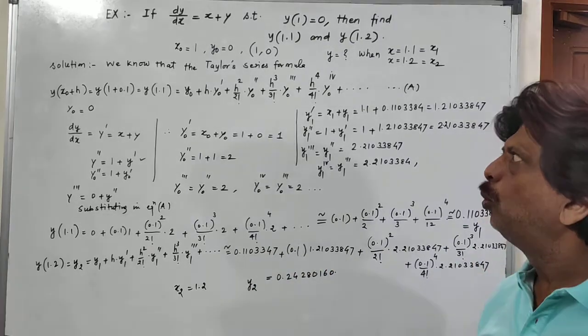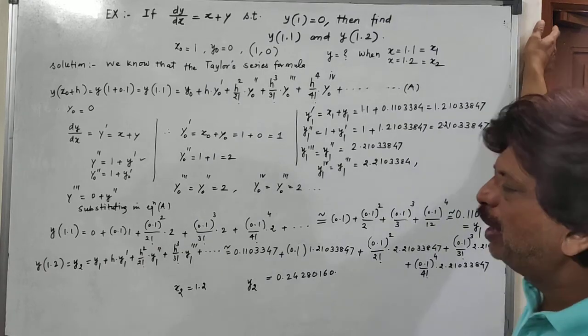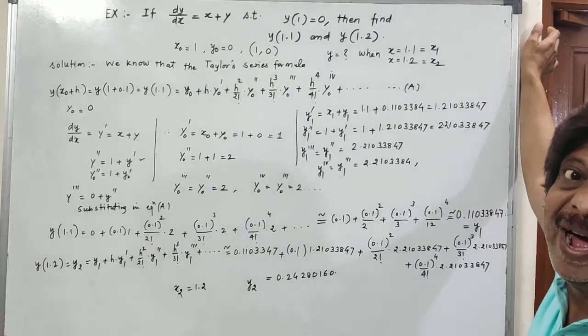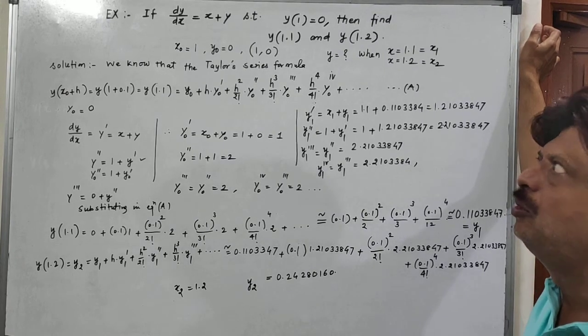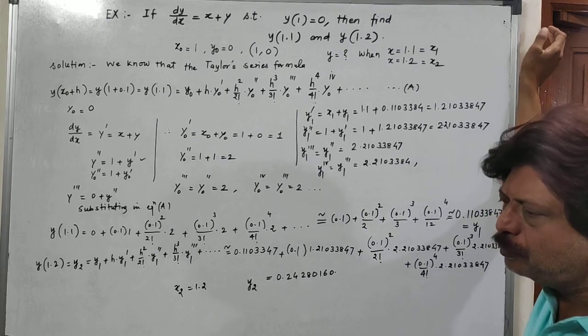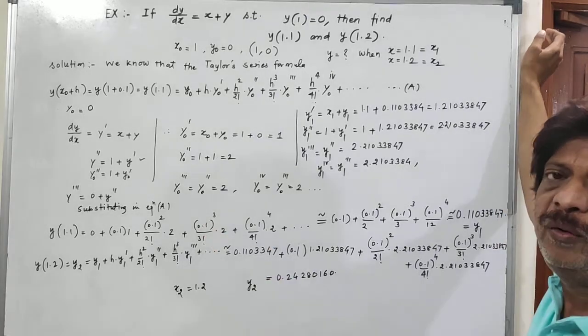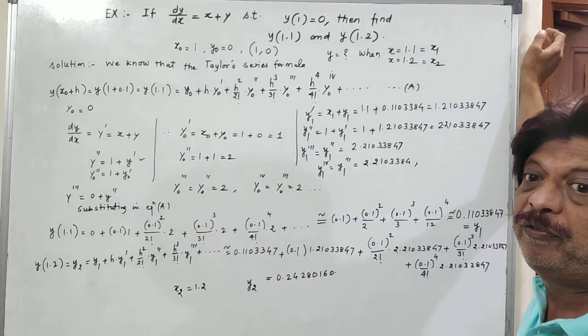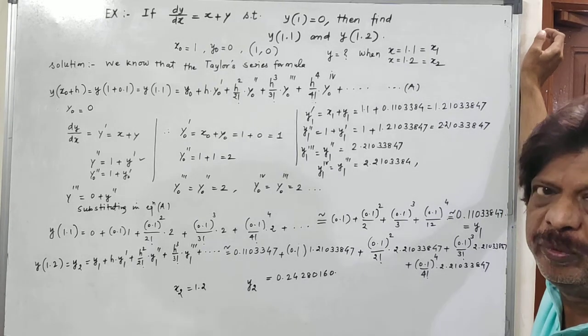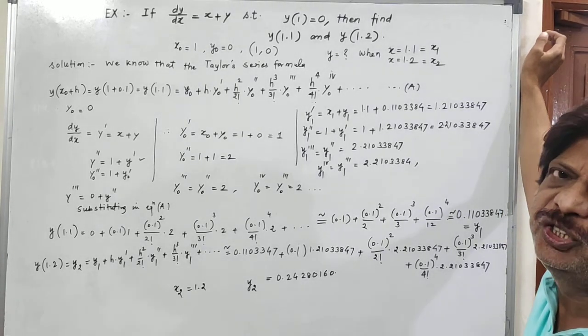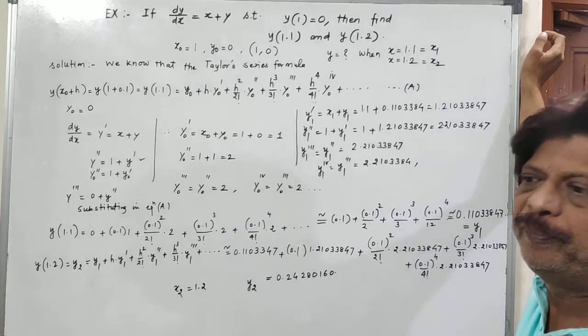So that is how we determine numerically the value of y for a given x. That illustrates our topic of the Taylor series method for finding the numerical solution to the initial value problem.